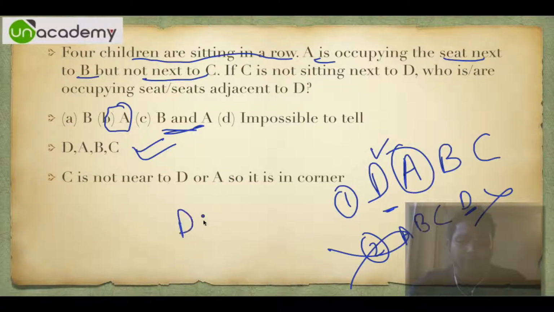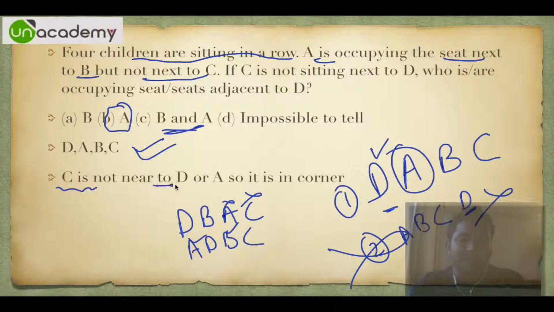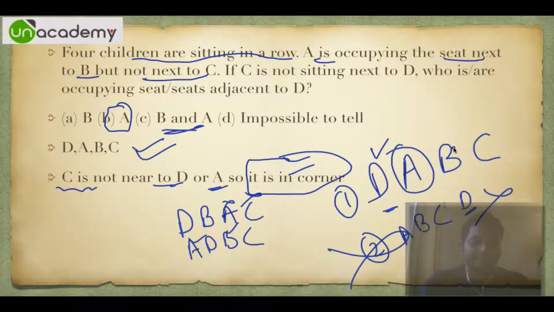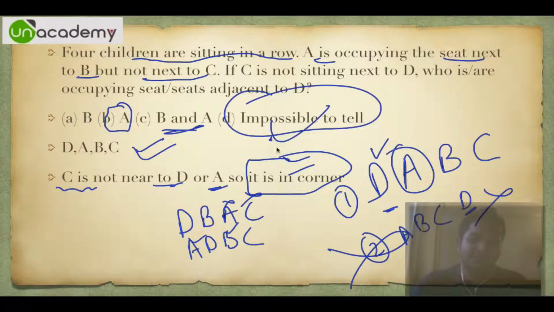You cannot put it D, B, A, C because A cannot be close to C. You cannot put it, let's say, A, D, B, C because A is close to B. And finally, C is neither near to D nor to A, so it has to be in a corner. So D, A, B, C, very, very simple questions. It takes 10, 15 seconds. You just have to believe in your gut instinct. Do not go for these answers, impossible to tell. Usually they are wrong.